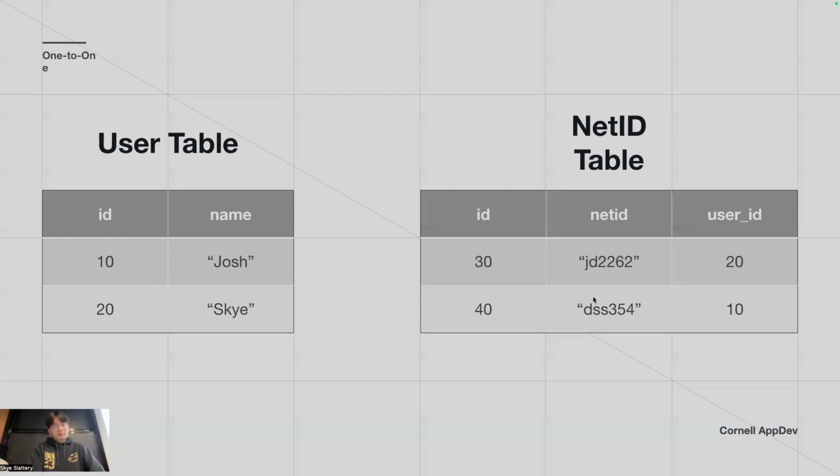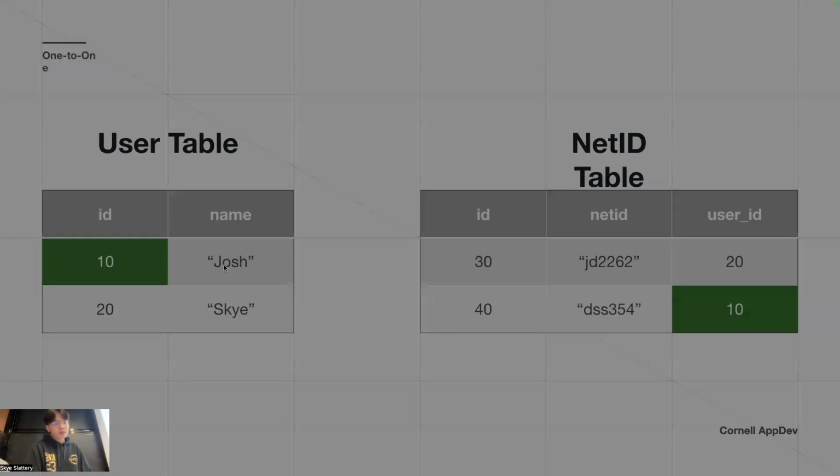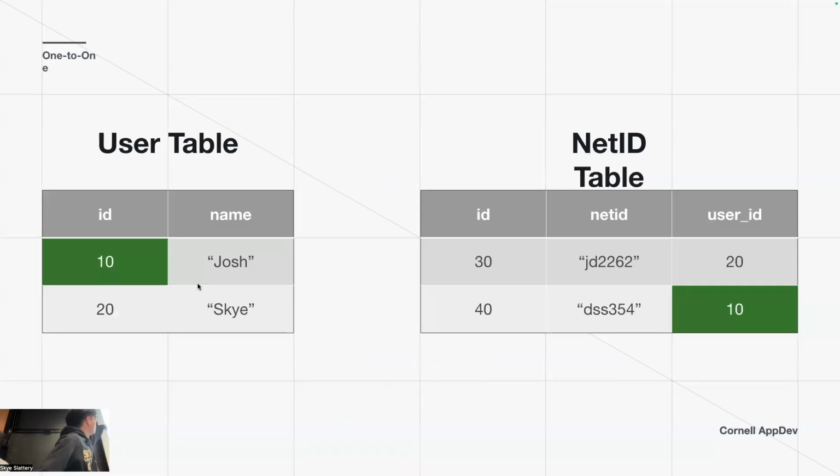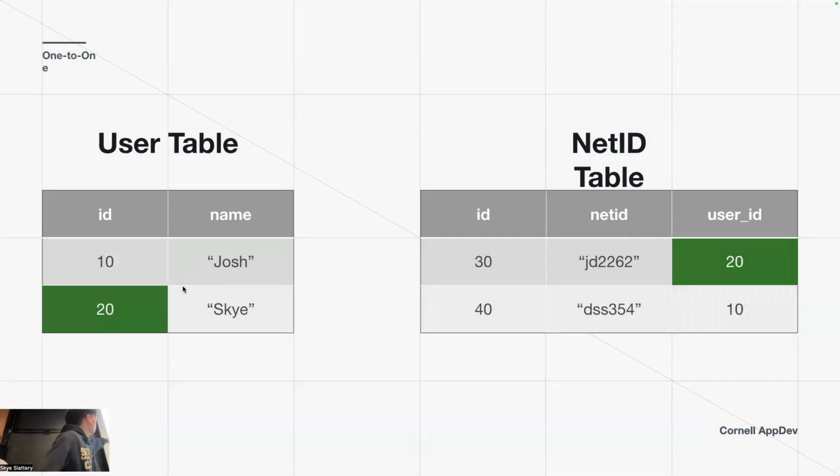That's one-to-one. And this is an example of one-to-one. You have the user table and you have the net ID table. And as you can see, ID in the user table is connected to the foreign key, the user ID column in the net ID table. And for row 2, for example, this one is connected to the net ID table with ID 30. So this is how you store one-to-one relationships. Just add an extra column, a foreign key column on one of the tables, and that way you can encode the relationship between two tables.